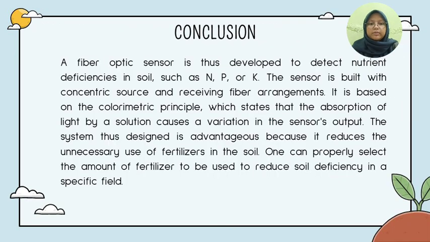In conclusion, a fiber optic sensor is thus developed to detect nutrient deficiencies in soil such as N, P or K. The sensor is built with concentric source and receiving fiber arrangement. It is based on the colorimetric principle, which states that the absorption of light by the solution causes a variation in the sensor's output. The system thus designed is advantageous because it reduces the unnecessary use of fertilizer in the soil. One can properly select the amount of fertilizer to be used to reduce soil deficiency in a specific field.